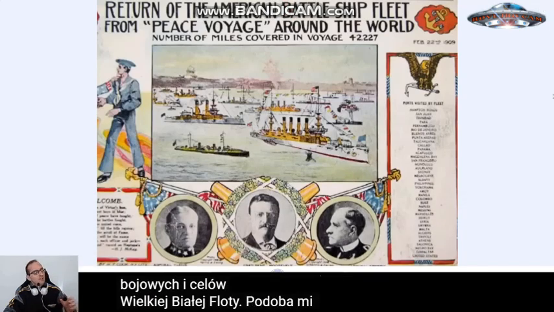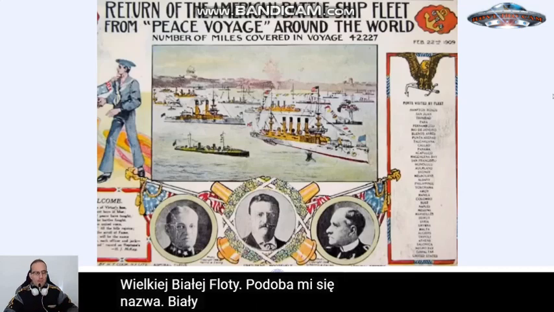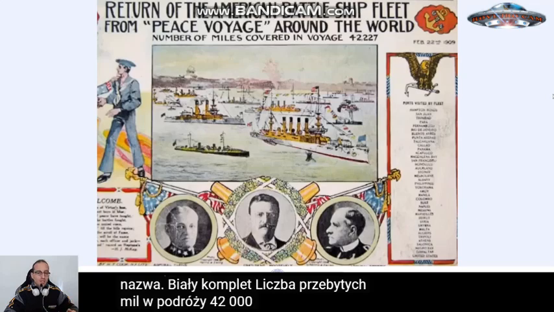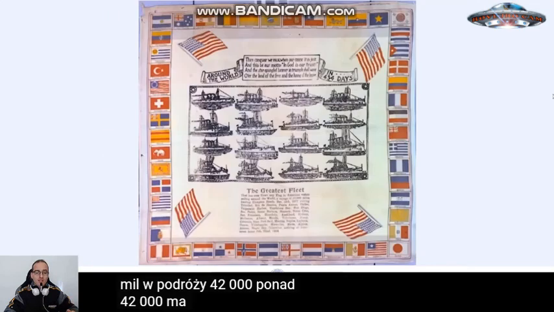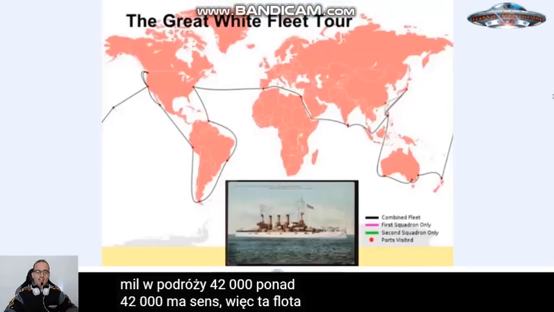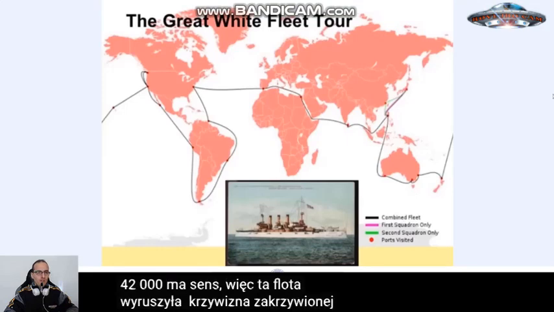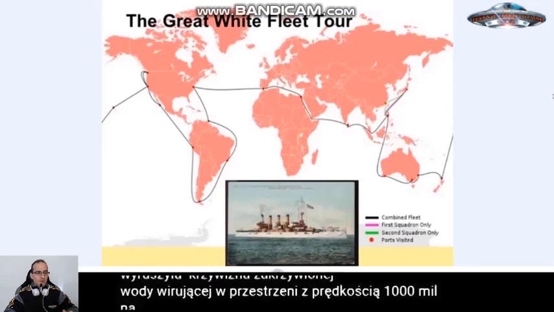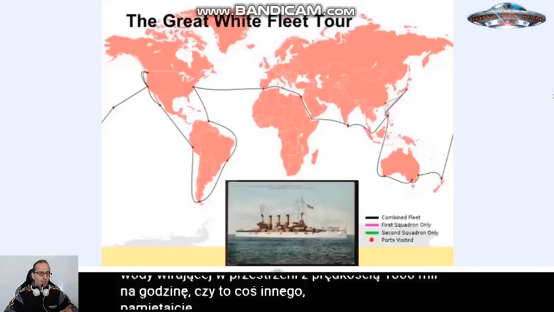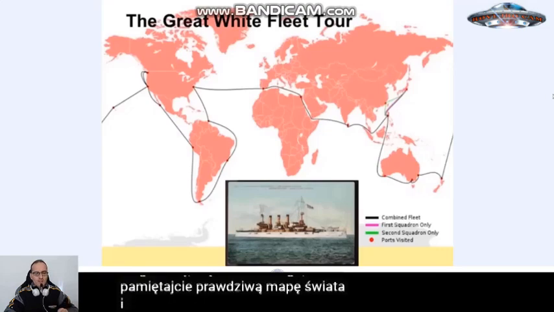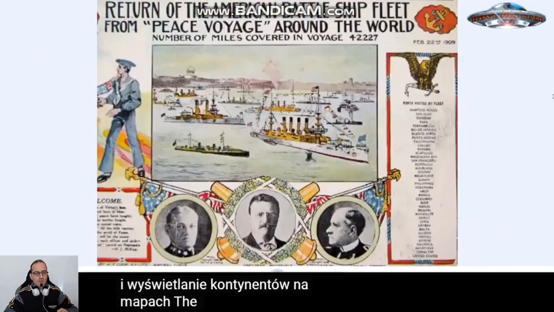I like the name, the White Fleet. Peace voyage. Number of miles covered, over 42,000. Makes sense, right? So this fleet, they went on the curvature of the curved water spinning in space at 1,000 miles per hour, or is it something else? Remember the true map of the world and the display of the continents on the Vibes of Cosmos maps.